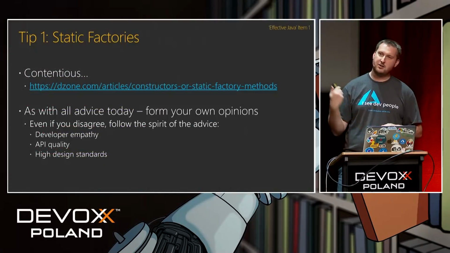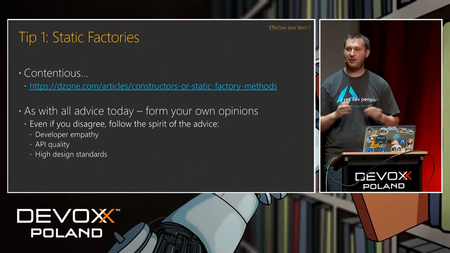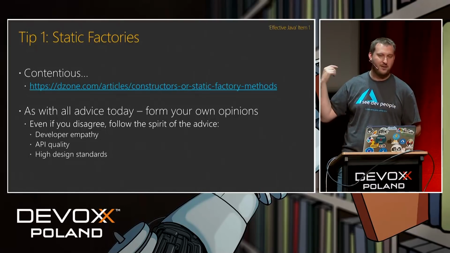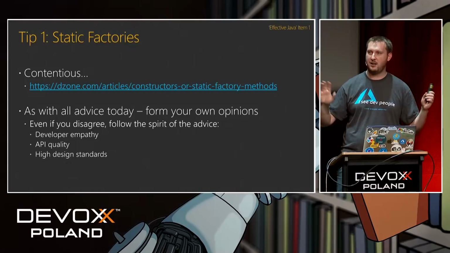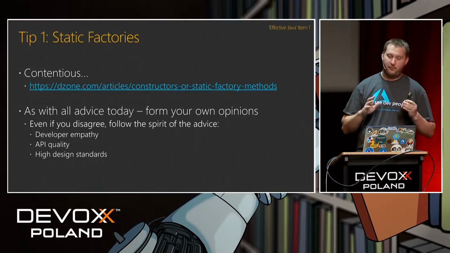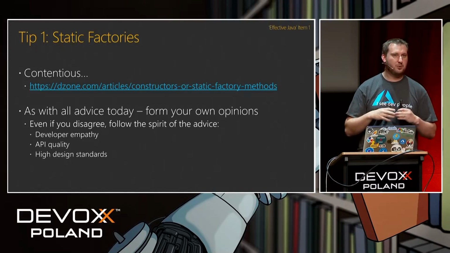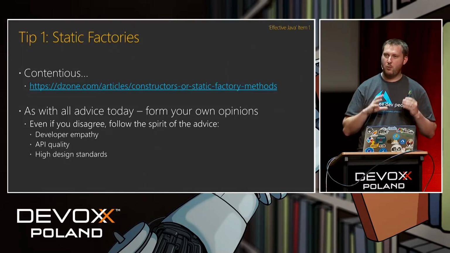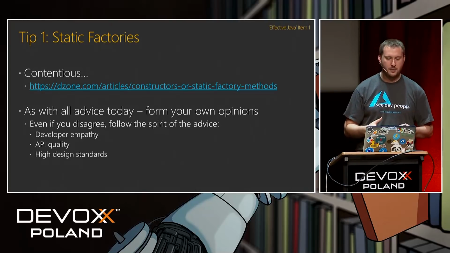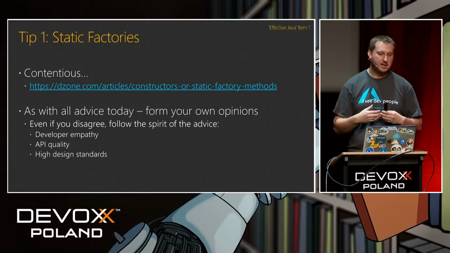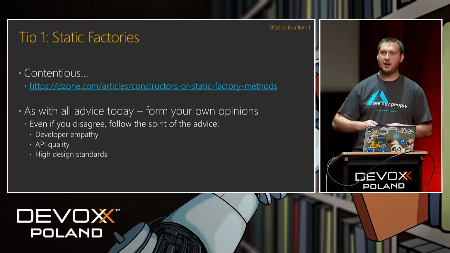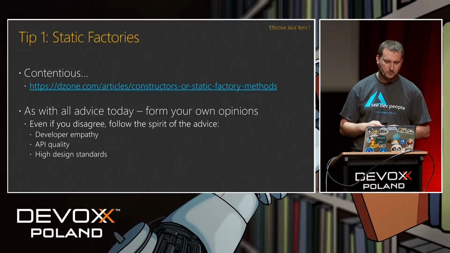And the other point I want to make is it's contentious. Everything I'm going to say, you can agree or disagree with. I don't mind. I did a quick search on this specific topic, and I found someone arguing static factories are the devil, right? They're the worst thing ever. So as with all advice, form your own opinions. Don't take my word as gospel. And the main thing is what we want to aim for is consistency within our own organization or in our own project. And that really then informs our developer empathy, our API quality, and our desire for high design standards.